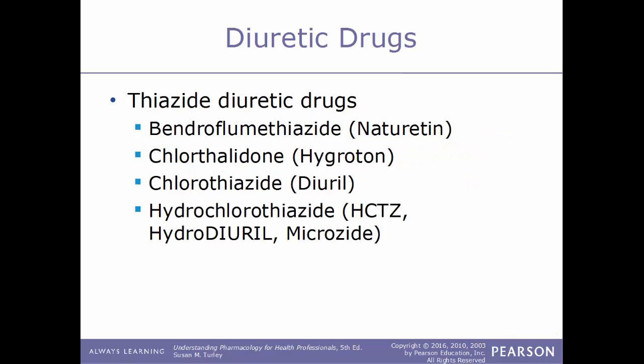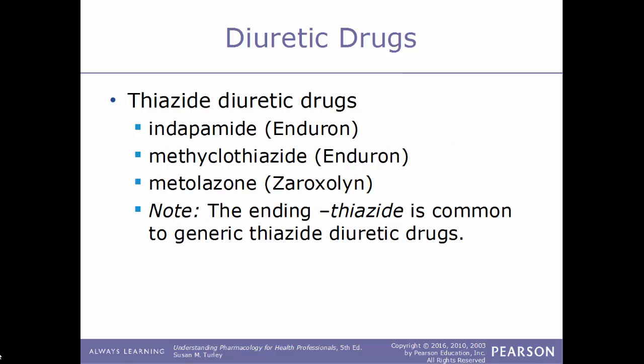Some common examples of thiazides. As these drugs are listed here, you have the generic name first and then the trade name in parentheses. So some examples of this category would include bendroflumethiazide, sold under the trade name Naturetin; chlorthalidone, sold under the name Hygroton; chlorothiazide, under the name Diuril; and hydrochlorothiazide, sold under the name HCTZ or HydroDiuril or Microzide. Some other examples of this class: indapamide and also methyclothiazide. Both of those are sold under the name Enduron; metolazone, sold under the trade name Zaroxolyn.